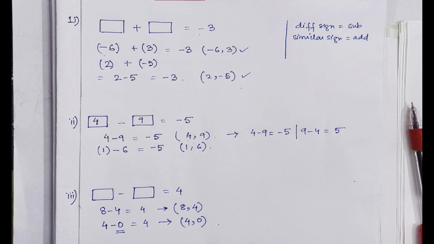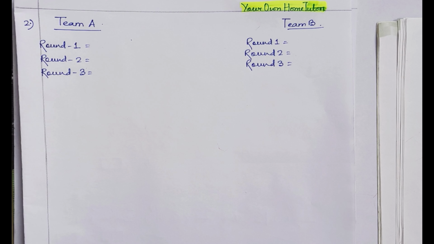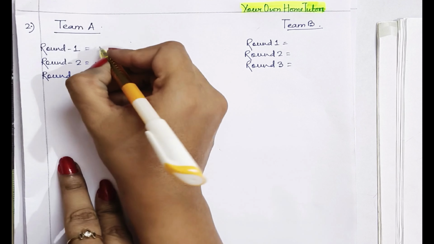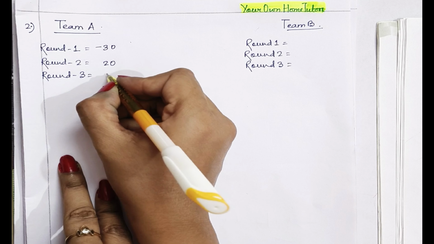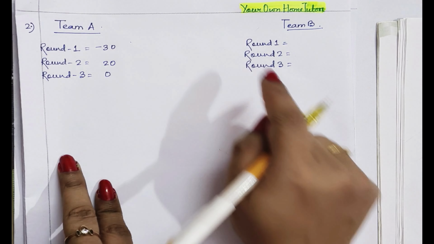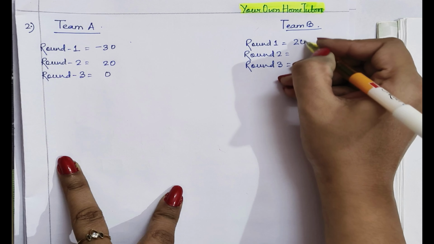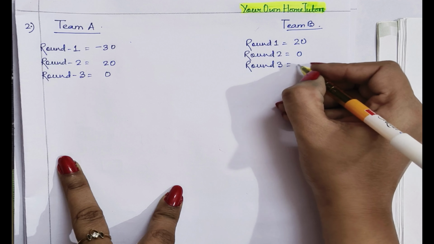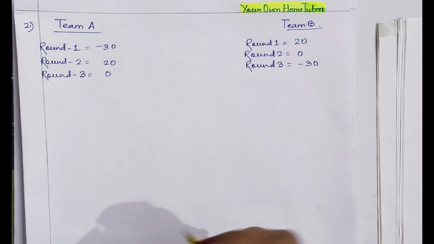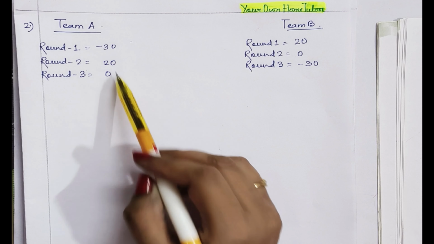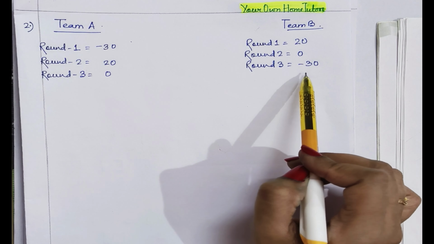Now we will be solving question 2. The second question says that in a quiz, team A scored minus 30, 20 and 0 in 3 rounds. Team B scored 20, 0 and minus 30 in 3 successive rounds. Successive means one after the other. So these are the scores for team A and team B. Now I need to find out which team scored more.